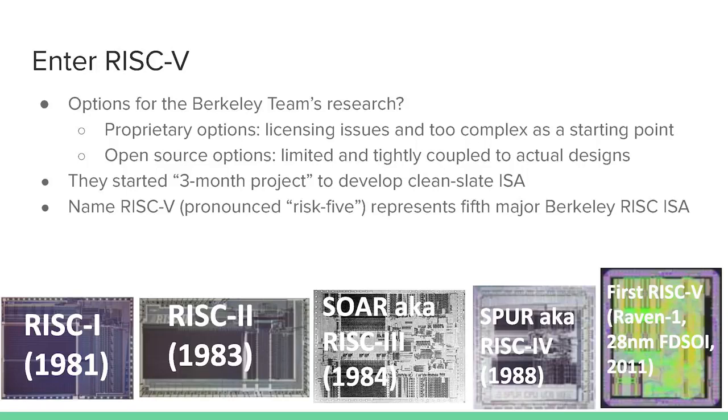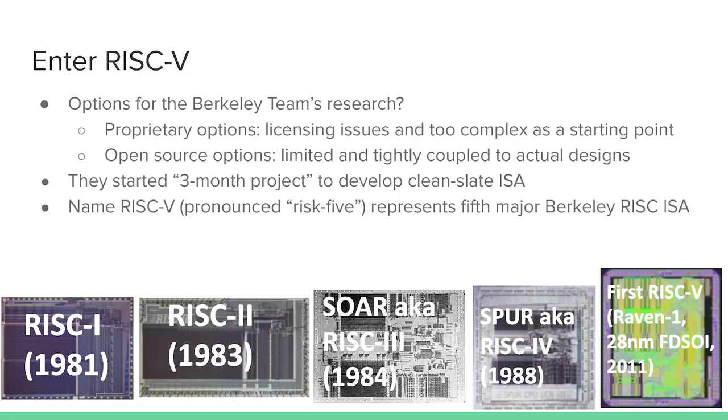So they looked also at open source options, but at the time there weren't very many, and they were making a lot of assumptions about the implementation that they were going to use. So there might be an ISA that's very tightly coupled to the CPU that implements it, which is not exactly what you want if all you want to define is a standard that anybody can implement.